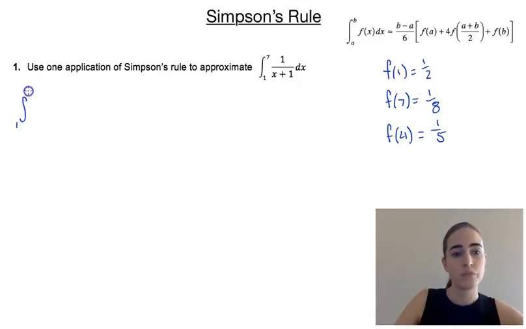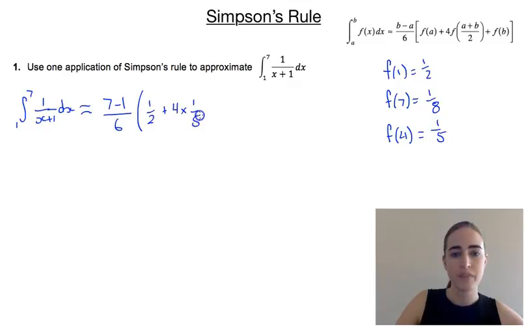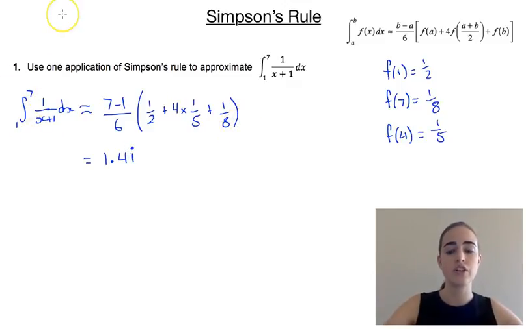We're going to have the integral from 1 to 7 of 1 over x plus 1 dx is approximately equal to 7 minus 1 over 6, outside of the function value at our lower bound, so a half, plus 4 times the function value at the midpoint, plus the function value at our upper bound. And if we put that all in our calculator to evaluate it, we'll end up with 1.41 recurring. So that's an approximation of that integral.